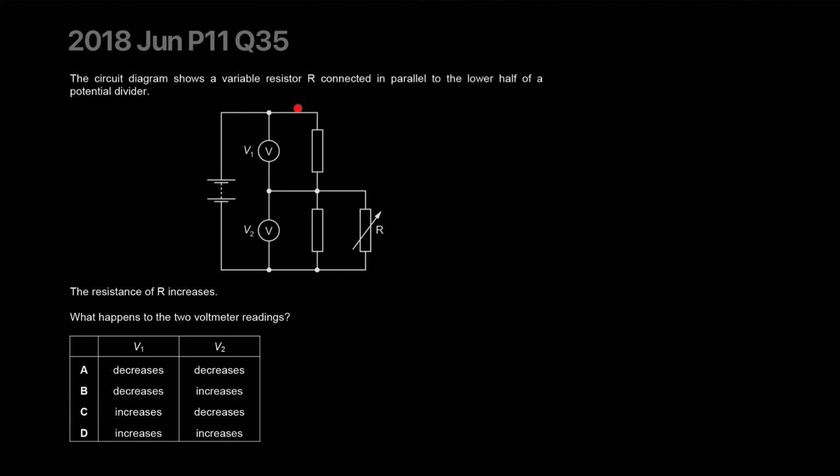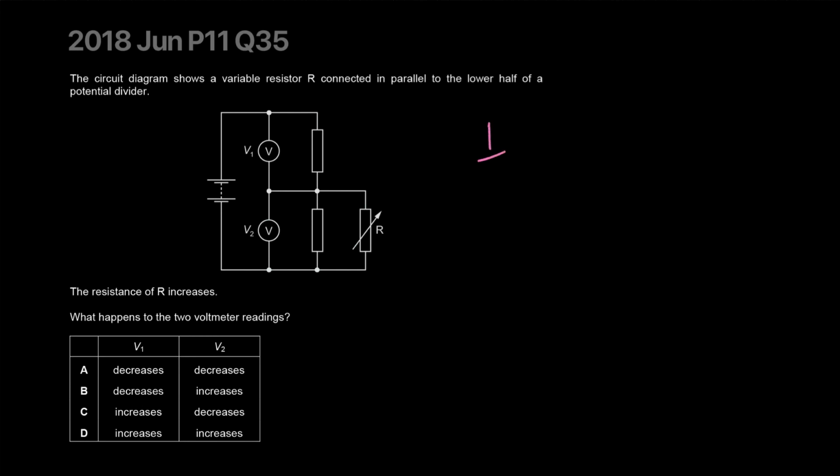A circuit diagram shows a variable resistor R connected in parallel to the lower half of a potential divider. Okay. The resistance of R is increased. What happens to the two voltmeter readings? Variable resistor R connected in parallel to the lower half. If you increase this, what's happening to the total resistance of these two parallel things? I'm guessing it should increase, right?